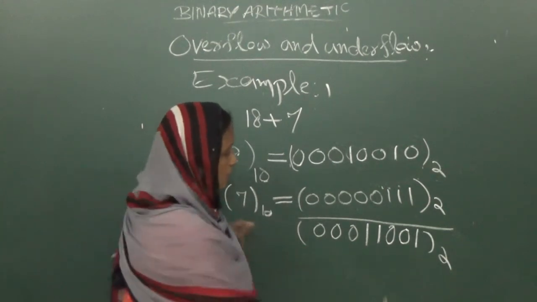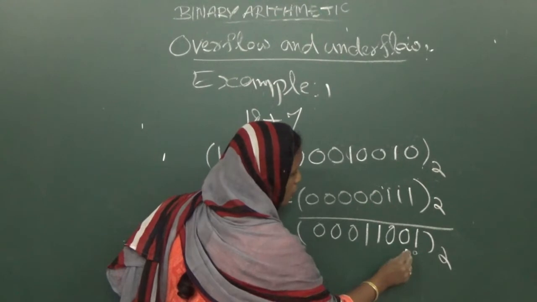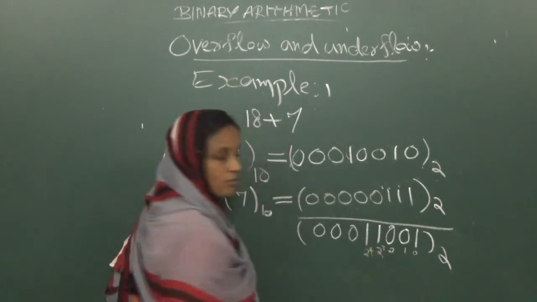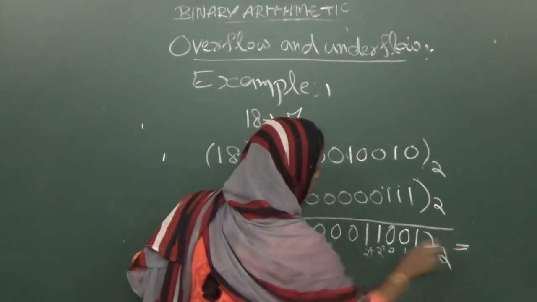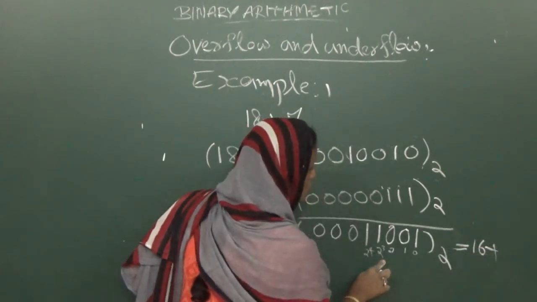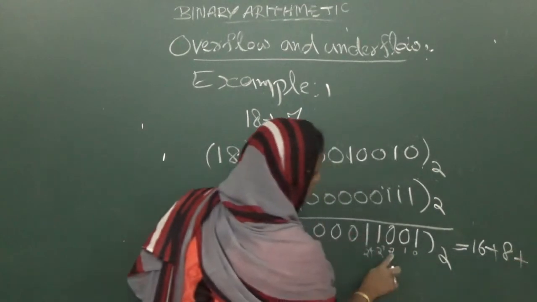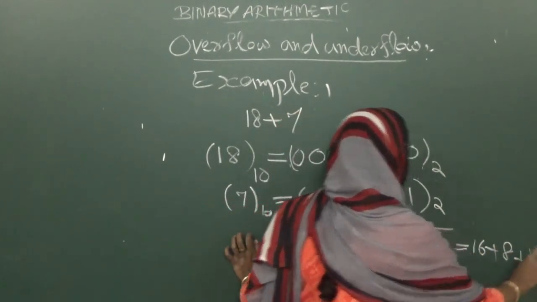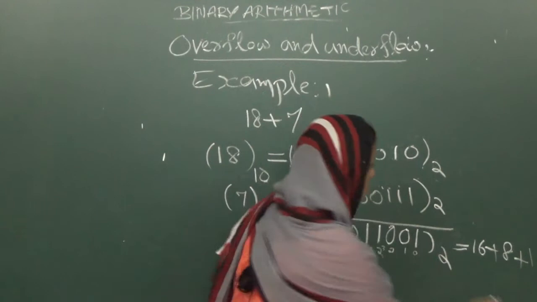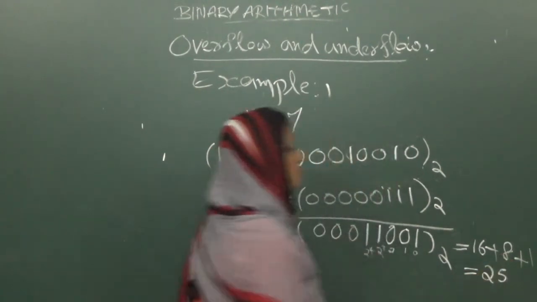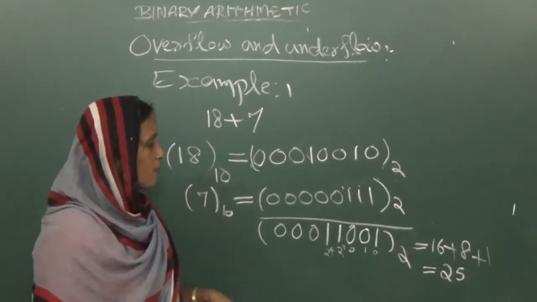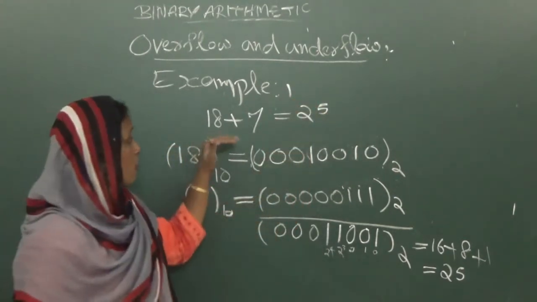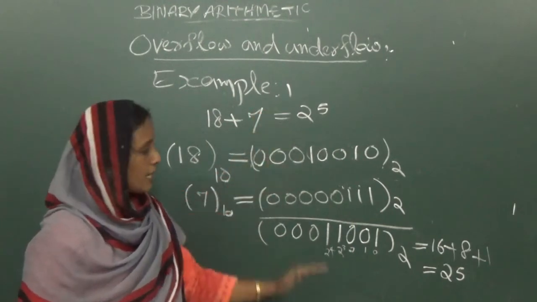What is this? We can just take its positional values: 2 raised to 0, 2 raised to 1, 2 raised to 2, 2 raised to 3, 2 raised to 4. Its equivalent decimal is 2 raised to 4, 16, plus 2 cubed, 8, plus the first position 0, the second position 0, and the 0th position 1. So it is 16 plus 8 plus 1, which is equal to 25. So 18 plus 7 equals 25. We have performed the binary equivalent of the addition like this.